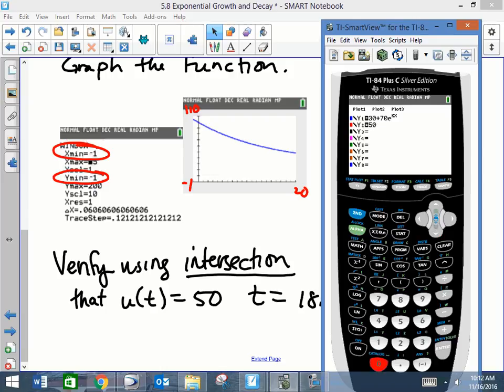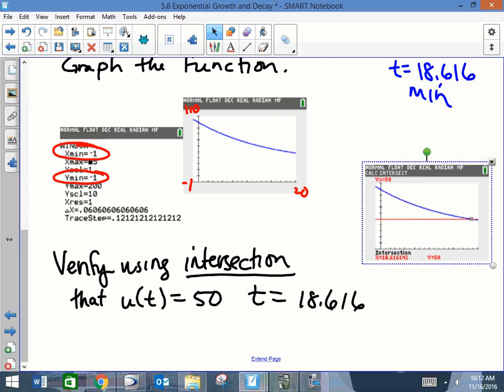We could have done the second one. That was a good idea. Okay, graph. You shouldn't have to change the window. 50. There it is. And see, that's why you don't want to go to the end. And then we do an intersection. Enter, enter, enter. There's only one intersection. There it is. 18.616. 50. So there's your verification. Now, if we wanted to do that other one, did anybody not find the intersection?